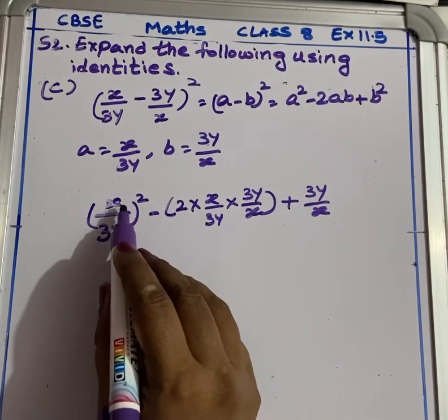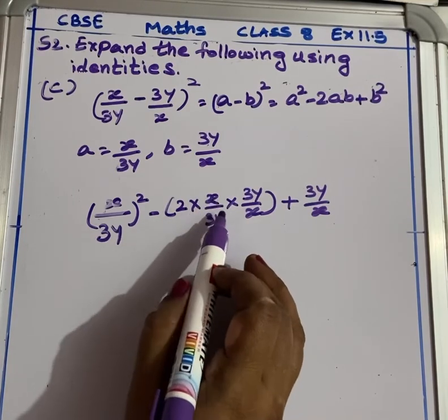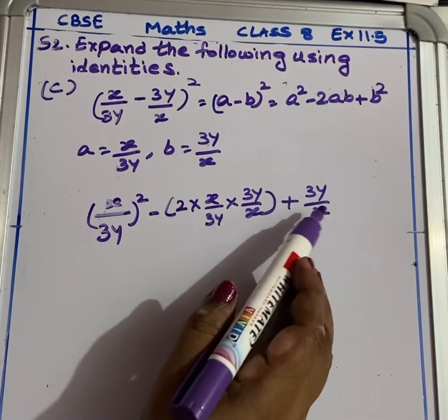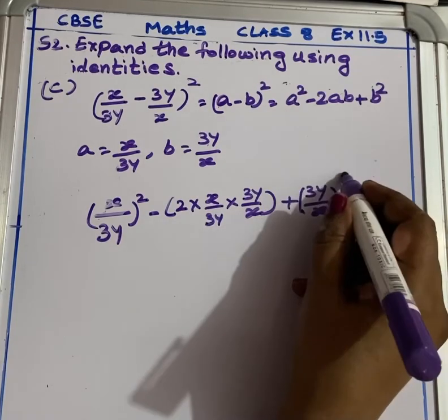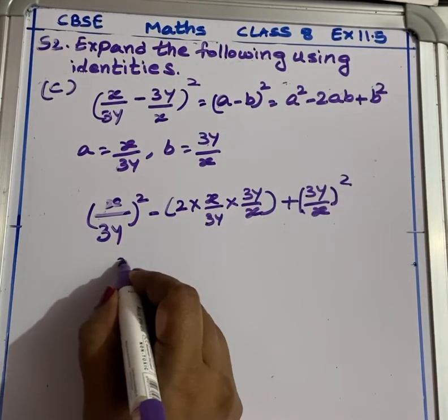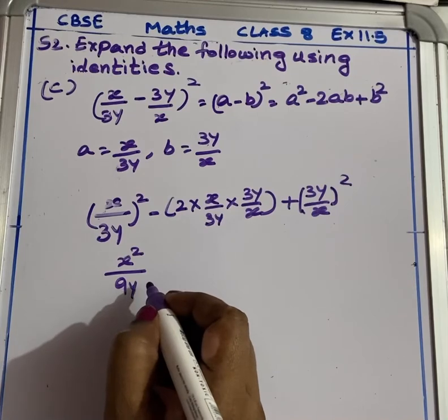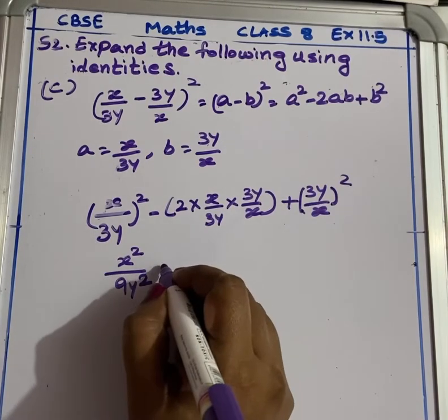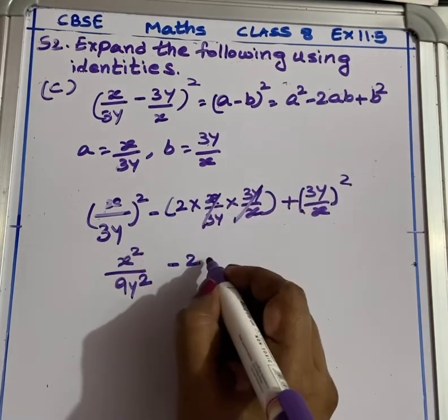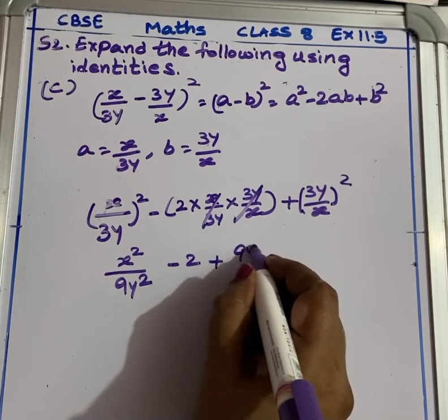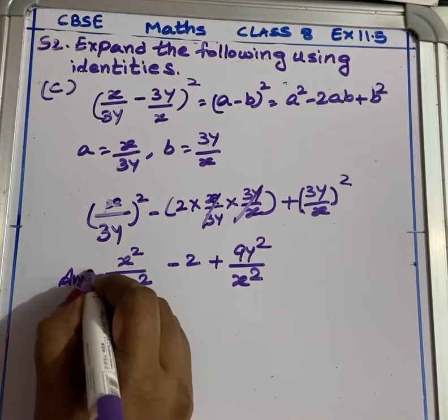Okay, in brackets (x upon 3y) square minus, in brackets, 2 into x upon 3y into 3y upon x plus (3y by x) square. When we open the brackets, x square by 3 into 3, 9y square, minus 2, we'll cut this, plus 9y square upon x square. It's the answer.